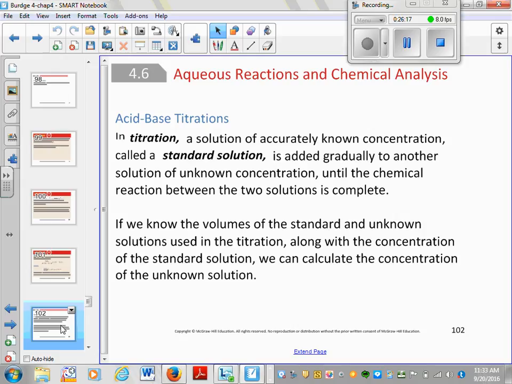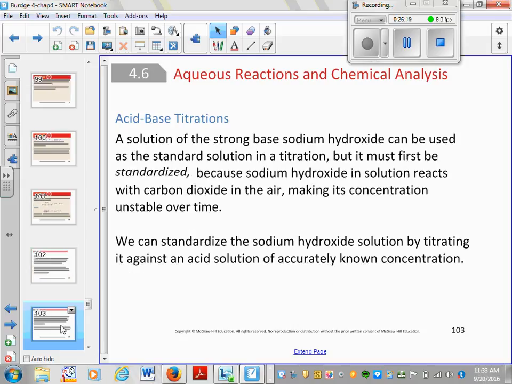So a lot of times what we use as the standard is a solution of a strong base with a known concentration, sodium hydroxide. To do that, we must standardize, because sodium hydroxide in solution reacts with carbon dioxide in the air, making the concentration unstable over time. So before we use it, we have to standardize it so we know its exact concentration. Even though sodium hydroxide is a solid, and we can weigh it out and dilute it in a certain volume and say, oh, it's this concentration. Yeah, technically you're right, but if you don't use it for a week, it might not be that concentration anymore.